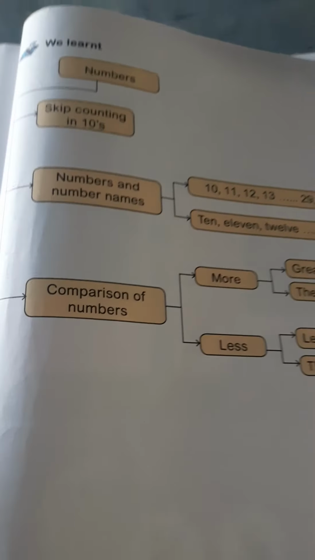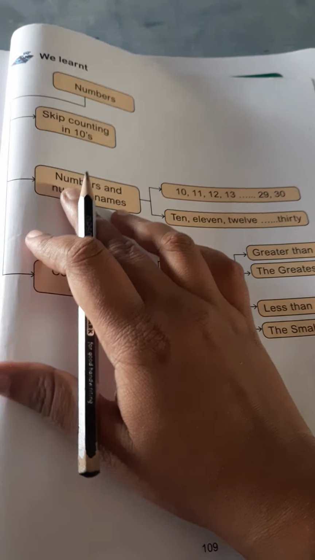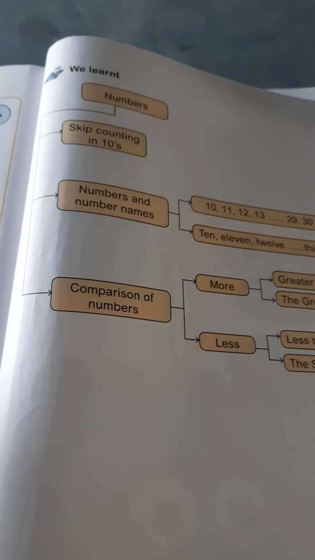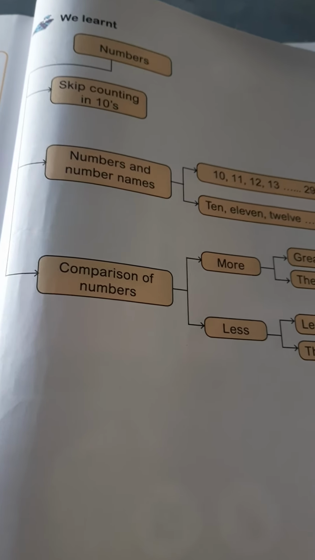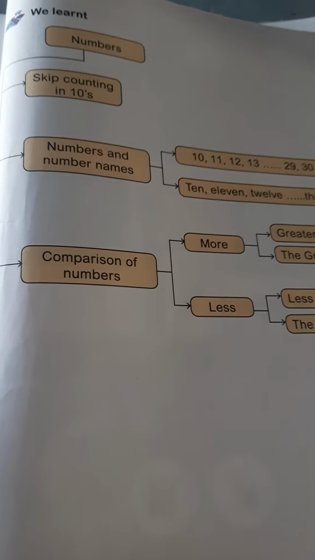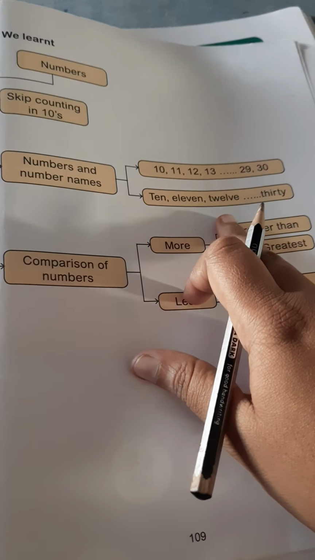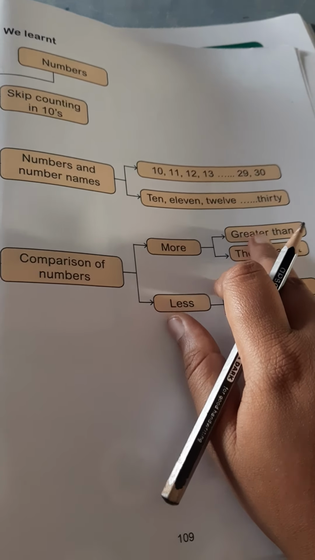Okay, next, open studio we learned. So we learned numbers, children, and skip counting in tens. Skip counting in tens means we count the numbers in tens, 10, 20, 30, 40, 50 like that, children. And we learned number names up to 30. Am I correct, children? Yes.